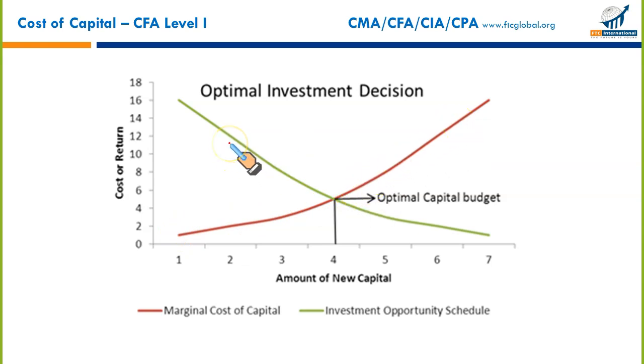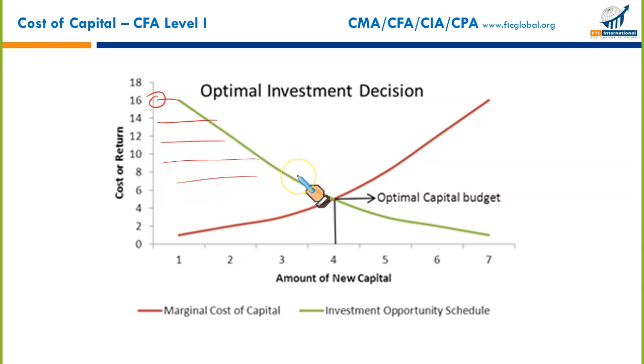Now look at this green one. Investment opportunity schedule, called IOS. Now let us try to make sense of this curve. The company will invest the first tranche of money where the return is the highest. Subsequent investments will definitely offer lower returns, because the company will try to invest as much funds as possible at the higher rate of returns. The remaining amount will then be distributed among those projects offering lower returns.